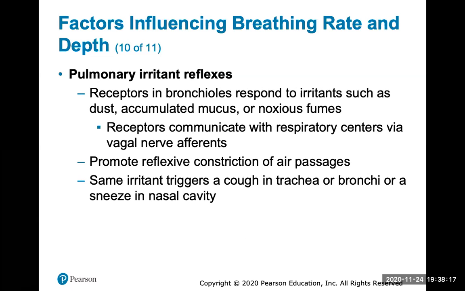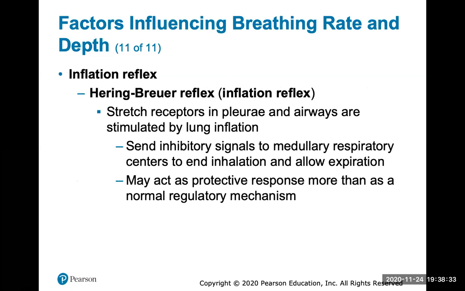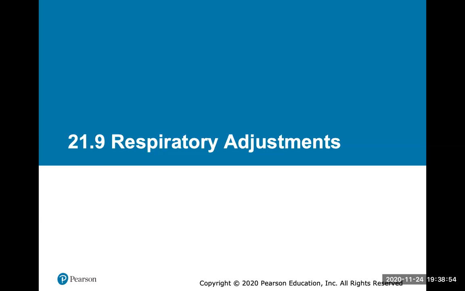Pulmonary irritant reflexes are receptors in your bronchioles that respond to irritants like dust, mucus, or noxious fumes. They will promote a reflexive constriction of air passages. And the same irritant will trigger a cough in your trachea or bronchi, or a sneeze in the nasal cavity. This is the inflation reflex. It sends inhibitory signals to the medullary respiratory centers to end inhalation and allow expiration. And it could act as a protective response more than as a normal regulatory mechanism, but you don't have to know too much about that.